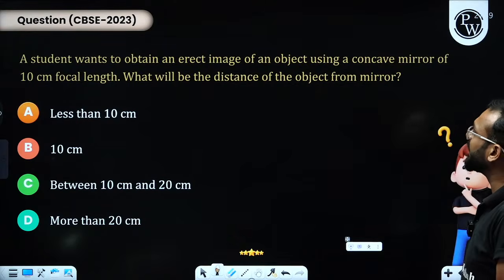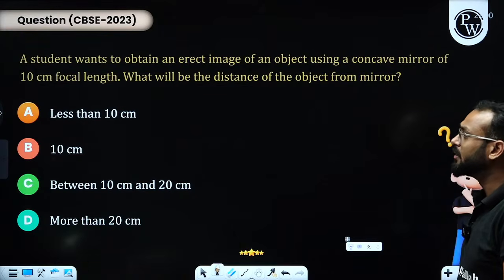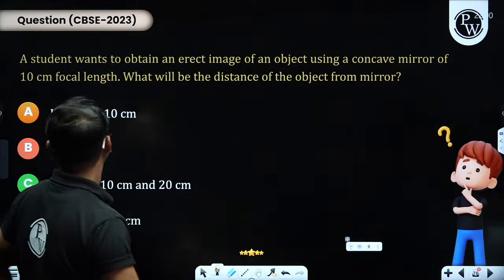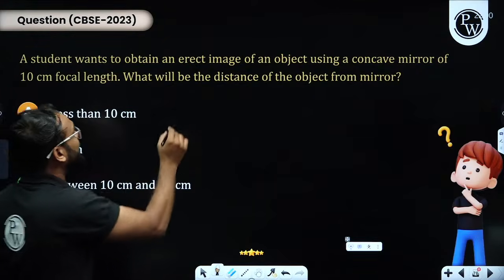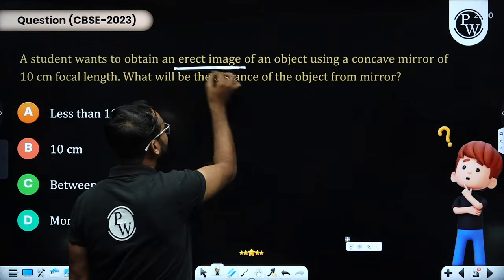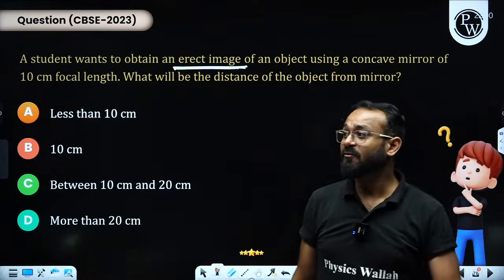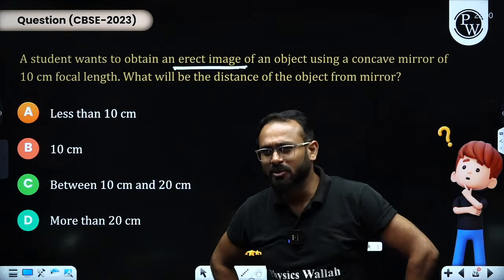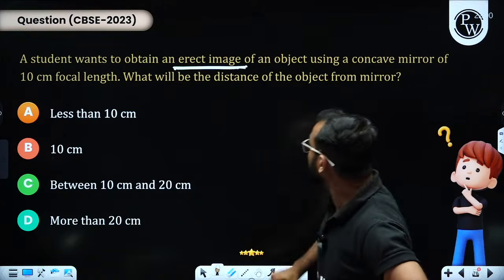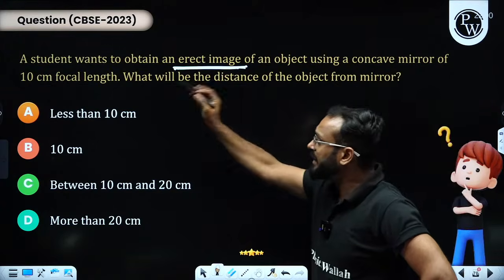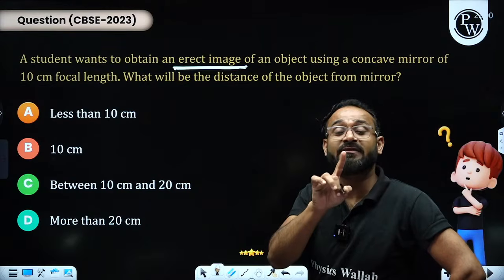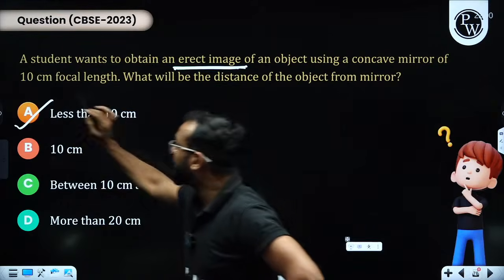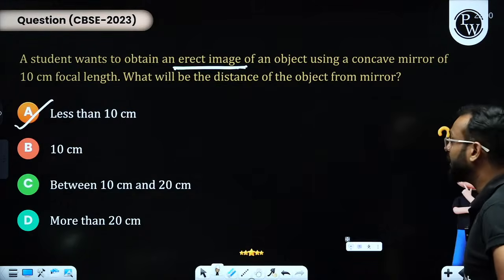A student wants to obtain an erect image of an object using a concave mirror of focal length 10 centimeter. What will be the distance of the object? What kind of image are they looking for? Erect image for concave mirror. Are they talking about the sixth case? Yes. What will be the distance of object? If focal length is 10 centimeter, the object will be less than 10 centimeter. Option number A is right.